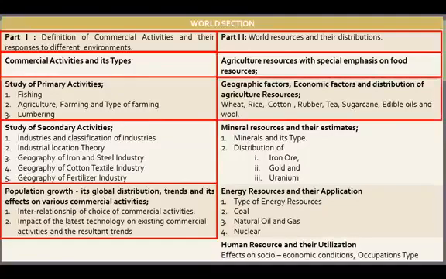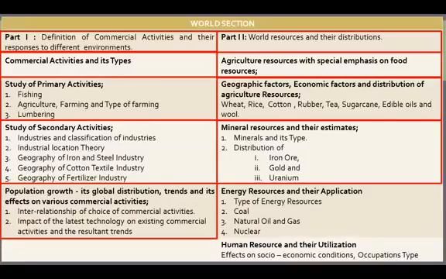The commercial factors of agricultural resources: here we study the geographic factors, economic factors, and the distribution of agricultural resources. These are a few crops that are included in our second year curriculum. Then we have mineral resources, their estimate and types. As we know, there are two types of mineral resources, metallic and non-metallic minerals, and their distribution.